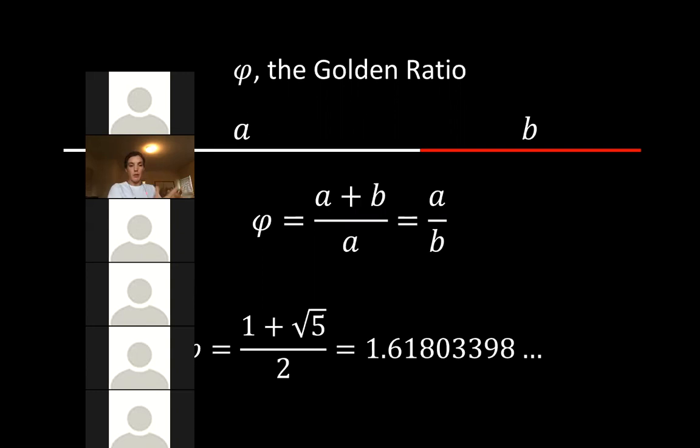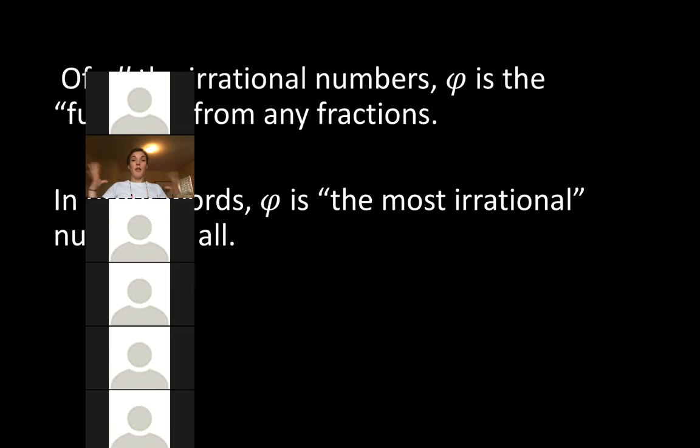And of all the irrational numbers, of all the infinitely many irrational numbers, you can show that phi is the furthest from any other fractions, from any fractions. In other words, phi is the most irrational number of all. So again, this is one of the fun mathematical facts of this talk, that you can actually show which is the most irrational number of all. So what if we use phi to place our seeds around our structures?